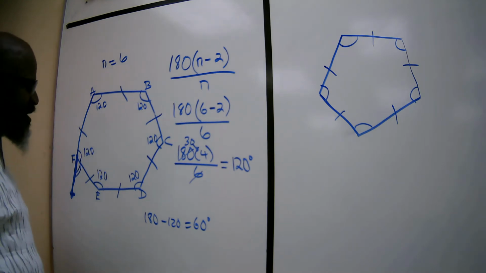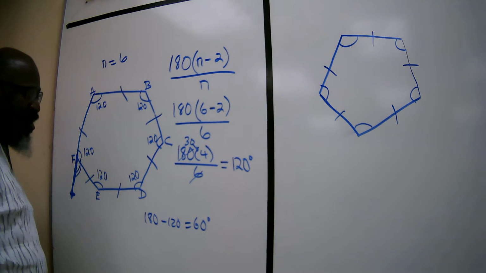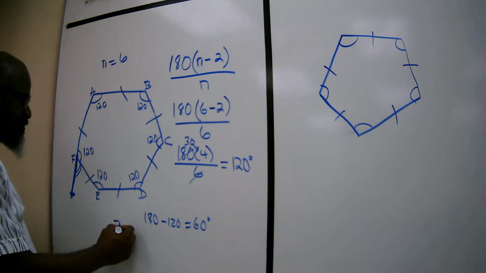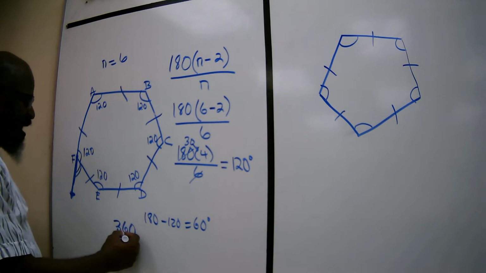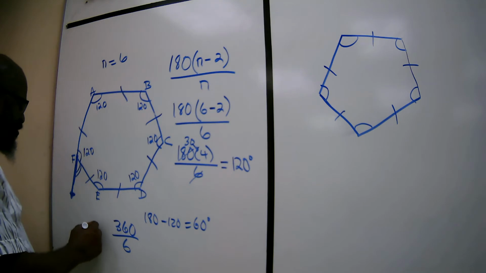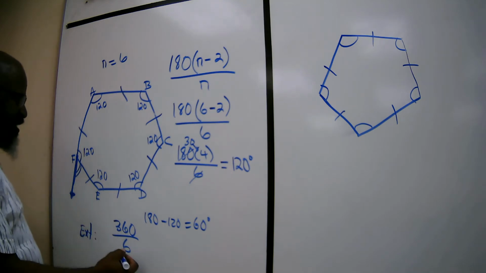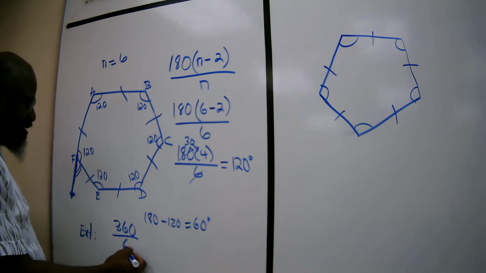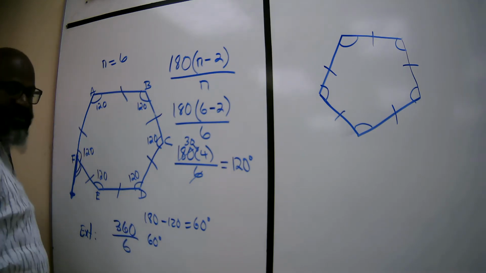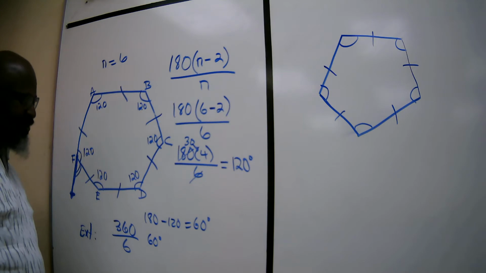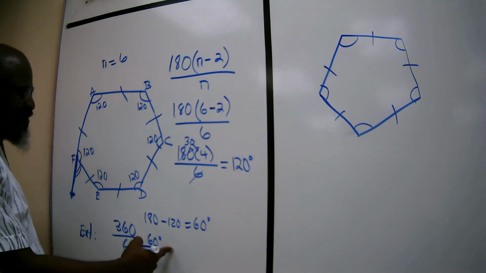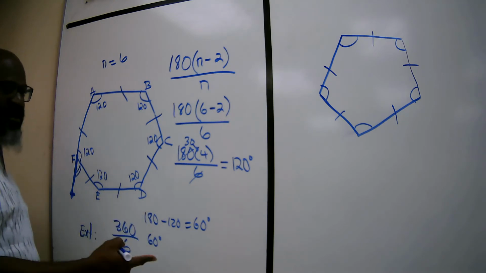Or the other way I can say that is 360 divided by n. In this case, n is 6. That will also give me the exterior angle. How many times does 6 go into 36? It's 6 times. So the exterior angle will be 60 degrees. So that's how you know. Since it has 6 sides, 6 times 60 is 360. So if you know the interior angle, you can find the exterior angle.